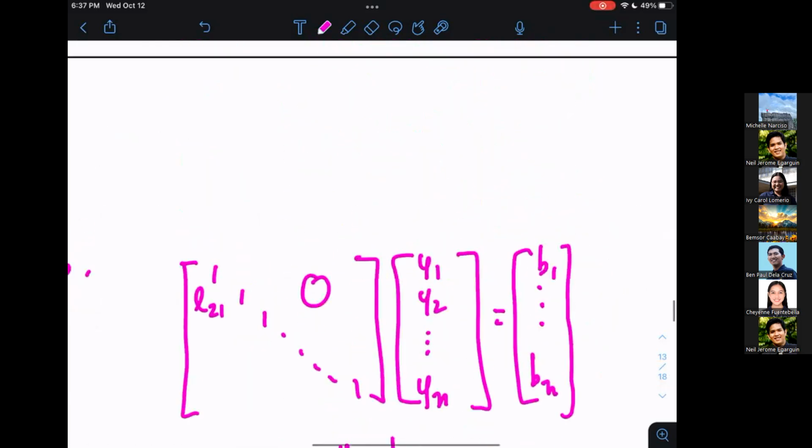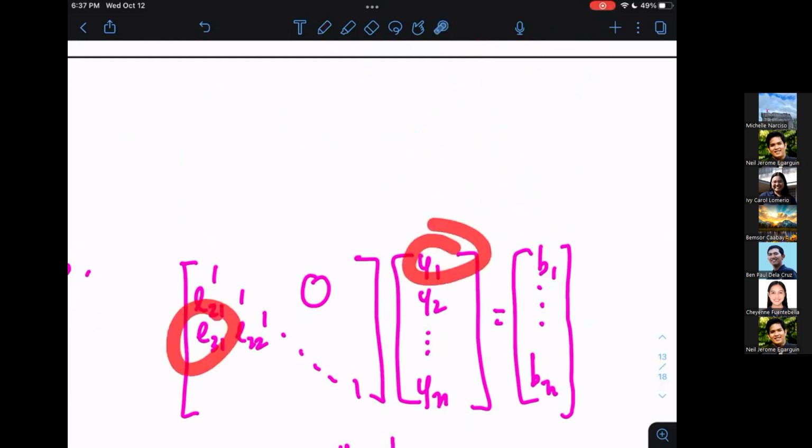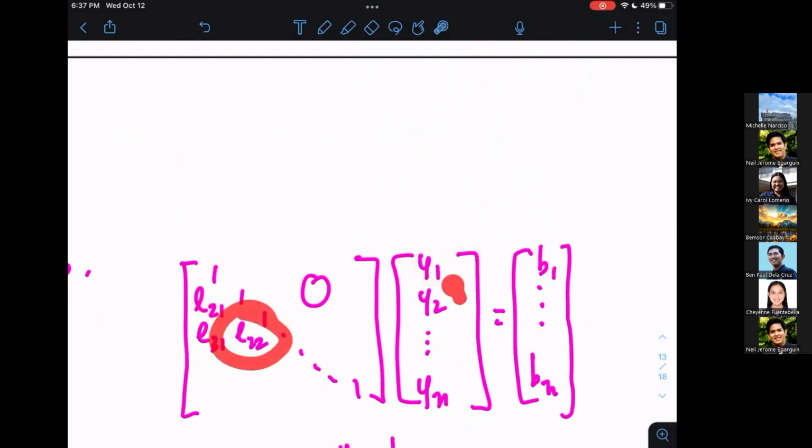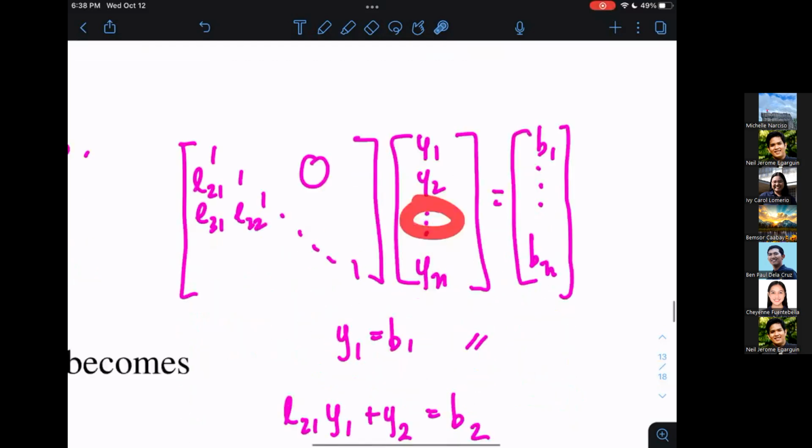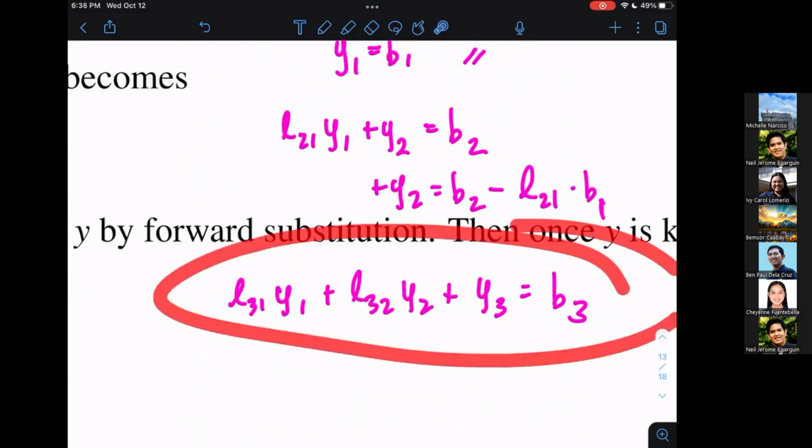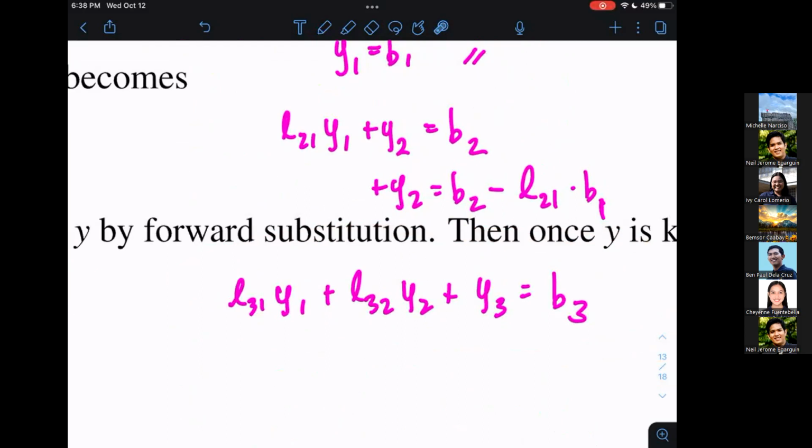Tama ba? Multiply. So, andito naman ako sa L31, L32. Multiply ko siya dito. So, L31 gets multiplied by y1, L32 gets multiplied by y2, 1 gets multiplied by y3. So I get this guy equal kay b3. And then I can solve for y3 by substituting previously computed y1 and y2. Alright? So kompleto ko ngayon yung mga y1 at y2.